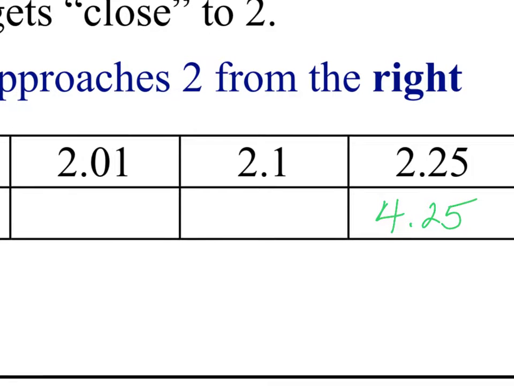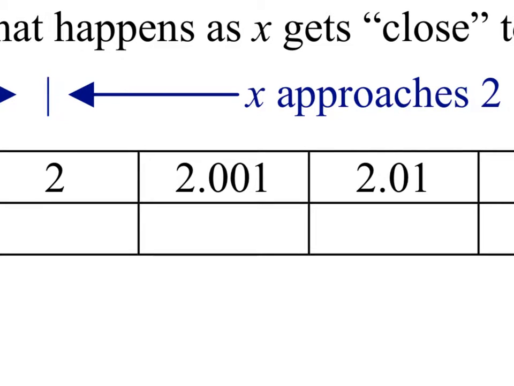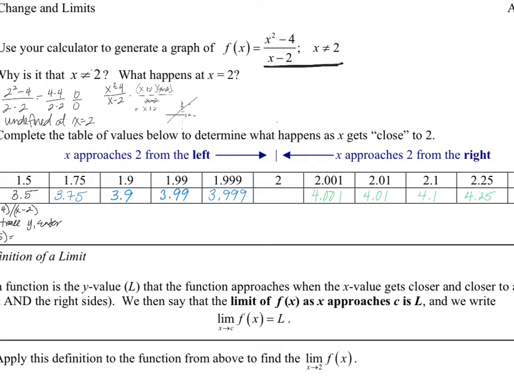Slide over, we've got to try 2.1. So second enter, 2.1 should get 4.1. And we do 2.01 and we get 4.01. Then we do 2.001 and we get 4.001. Okay, so let's zoom back out for a second.